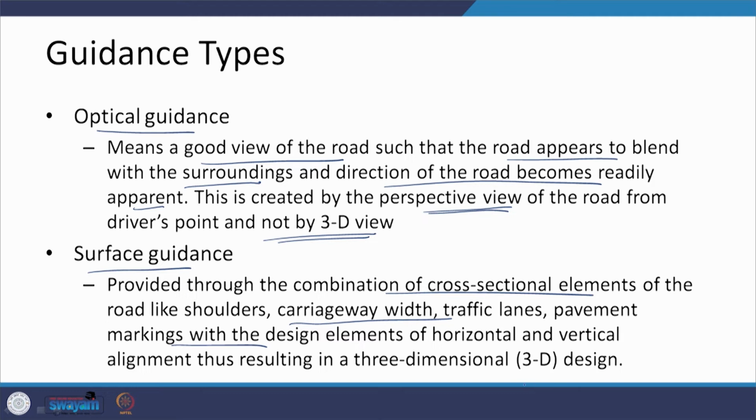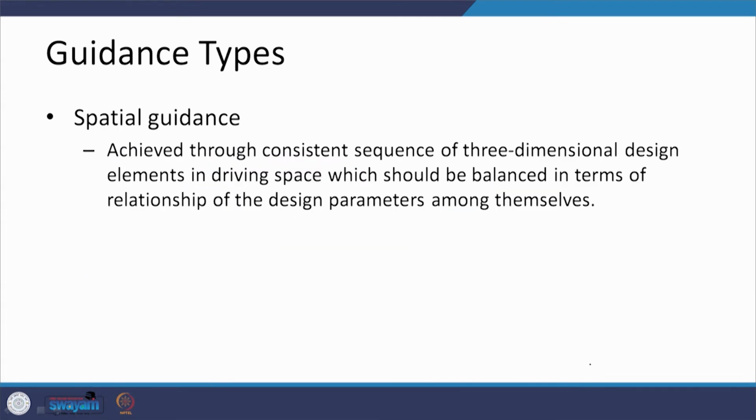And in this case, when you are talking about all of these elements, obviously it is going to culminate into a 3-dimensional design. Then the next thing is the spatial guidance, where what we are talking about is these 3-dimensional design elements which are going to be looked at by the driver. Now, we have to balance those things in terms of the design parameters. So, whatever we have discussed so far in the alignment design, each and everything has to be taken care of together. So, the overall composite picture is going to be in front of you, and that is what a spatial guidance is going to be to a driver.